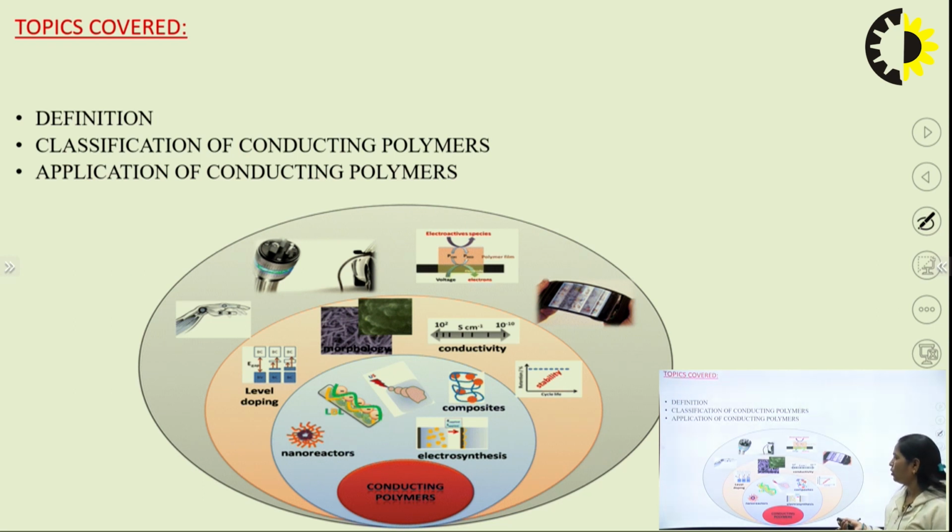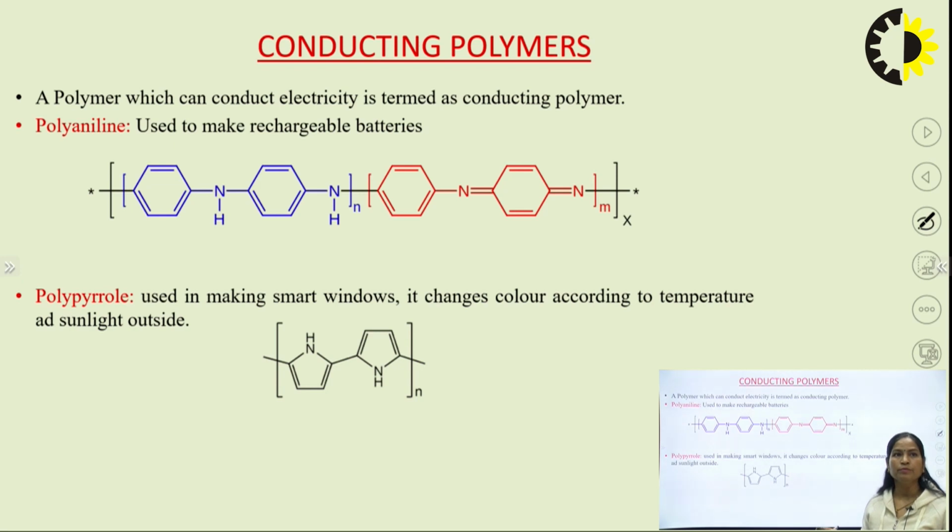Various conducting polymers are nowadays useful in various applications such as electrosynthesis. Their conductivity may be high or low, and depending upon the conductivity, they can be useful for various purposes. So let us start the topic. As we all know, the polymer which can conduct electricity is known as conducting polymer.